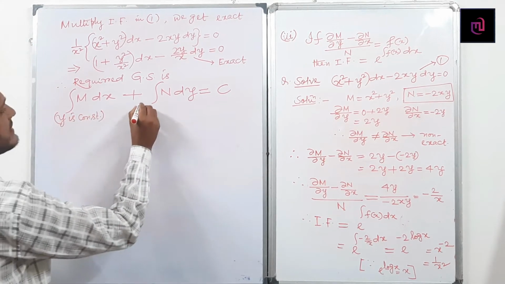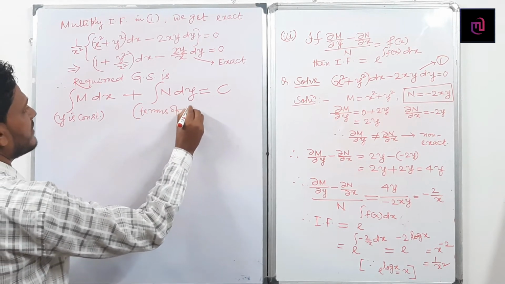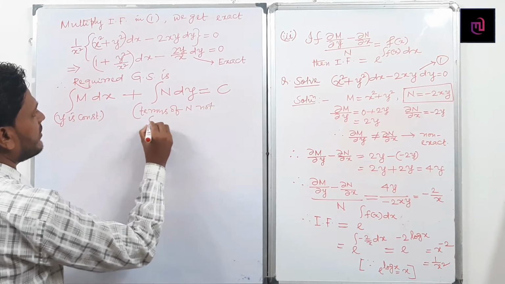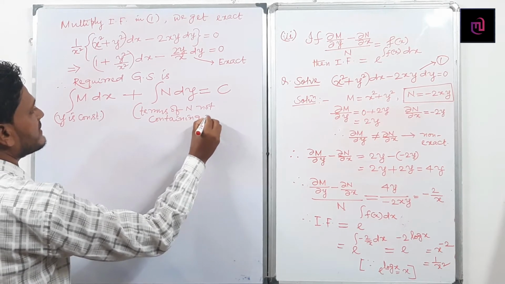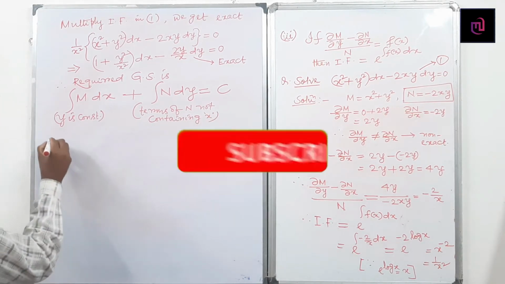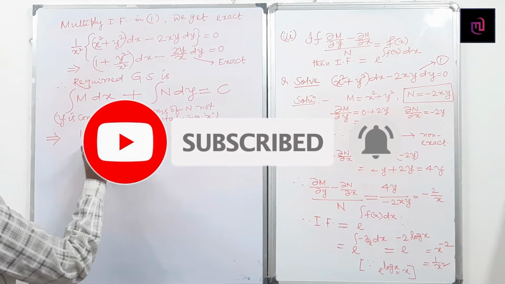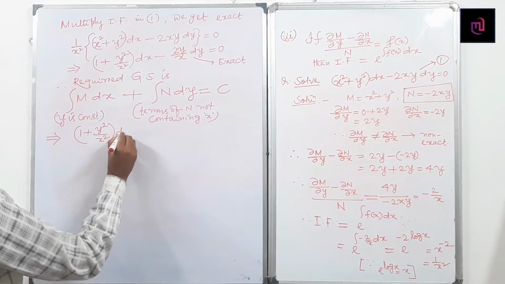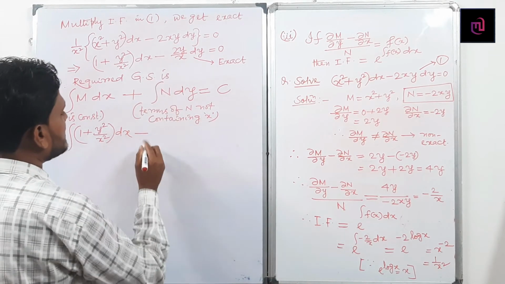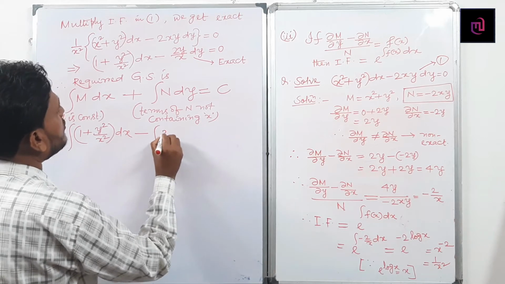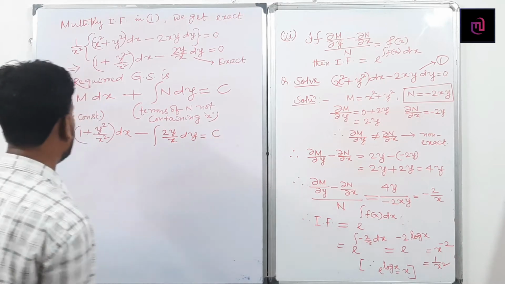And here in this case, terms of n not containing x. So here m becomes this part, 1 plus y square by x square, whole into dx, integration of this part, plus n dy, n becomes this part. So can I write minus integration of 2y by x into dy equals to some arbitrary constant or integrating constant.